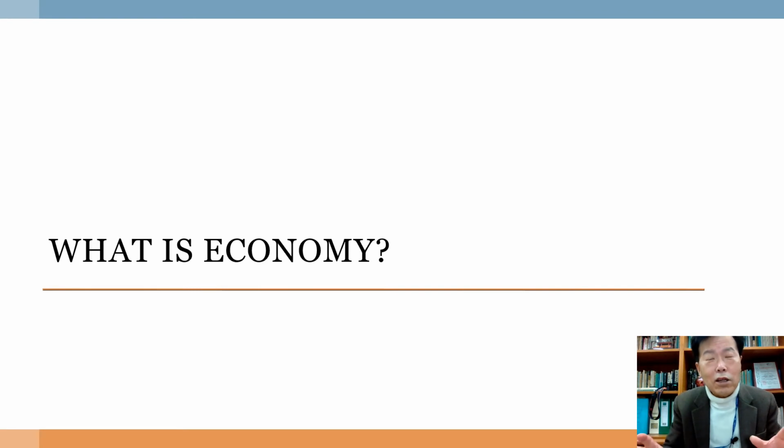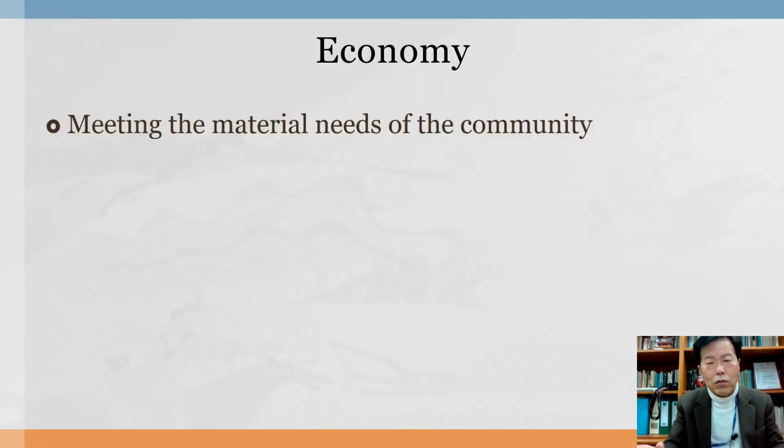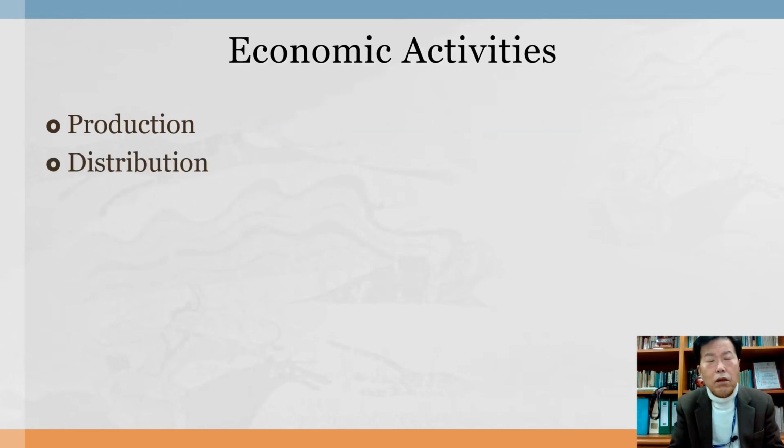Then what are they? That is the big question. Let me discuss economy first. What is economy? Economy concerns meeting the material needs of the society or community. So we need a lot of goods and services, and somehow we have to get these goods and services. How? First, we have to produce goods and services. And then these goods and services have to be distributed among those who need them.